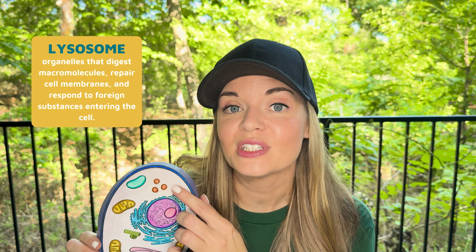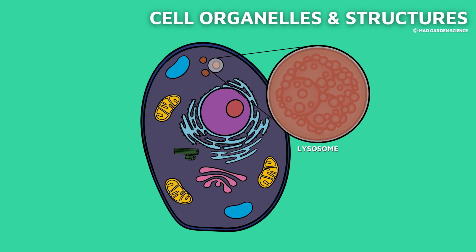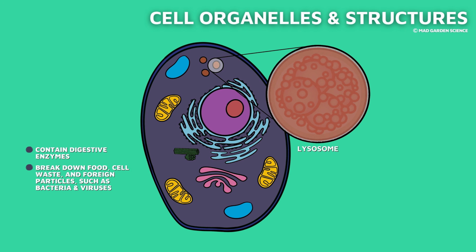Lysosomes are only found in animal cells. They contain digestive enzymes to break down food, cell waste, and foreign particles that enter the cell, such as bacteria and viruses. Lysosomes digest and destroy dead cells or old cell parts, as well as recycle material to make other cells. They're busy. If the lysosome pops, those digestive enzymes go throughout the cell, dissolving the cell in a process called apoptosis.